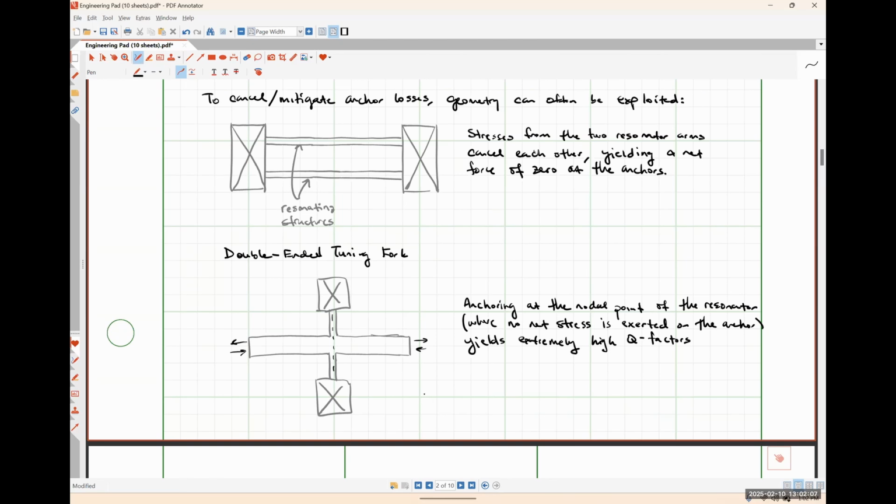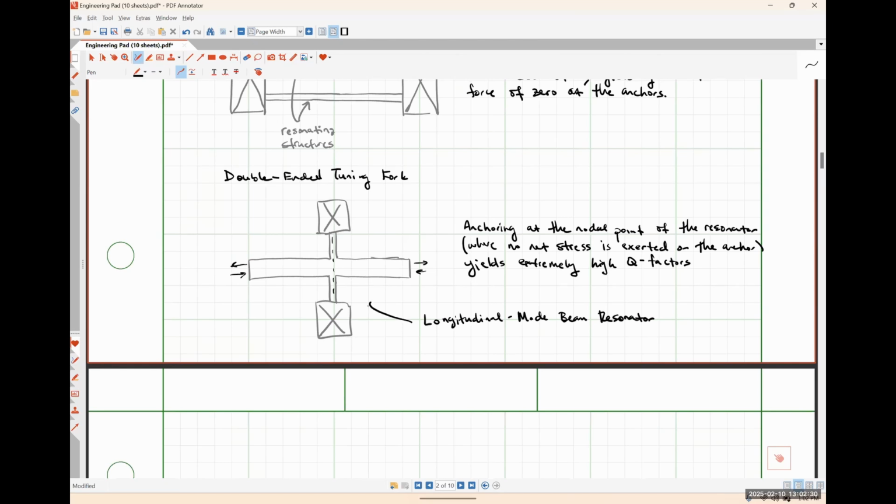This is an example of a longitudinal mode beam resonator. And then here, so we can know which title's going along with which thing.